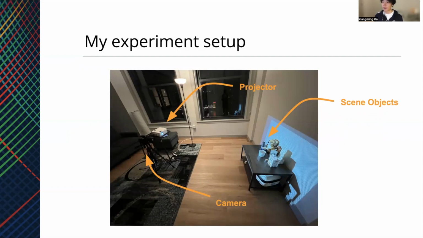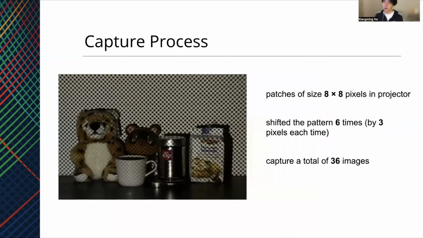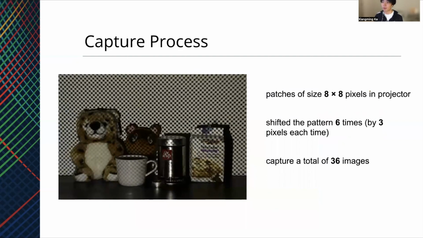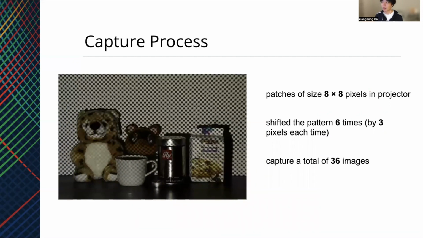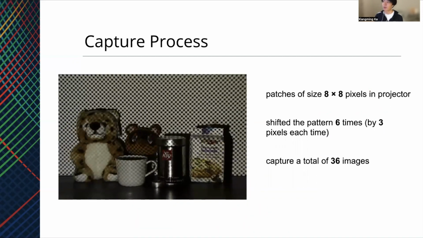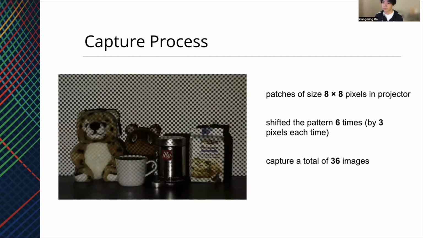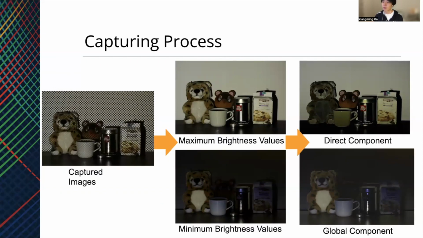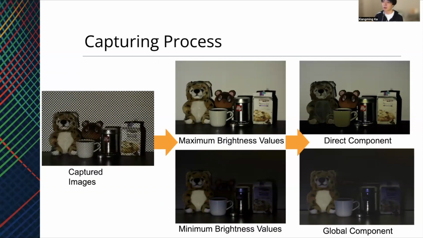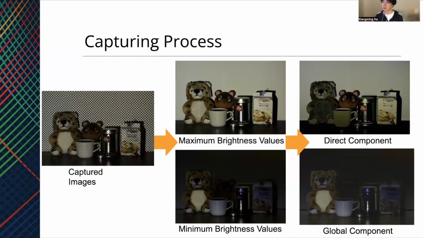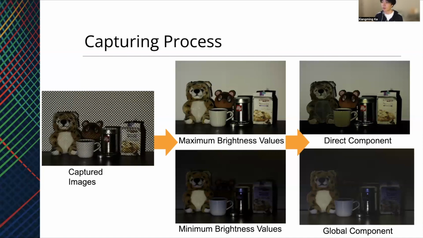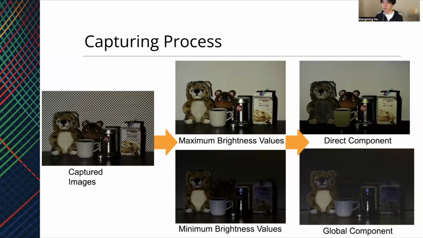Here's my experiment setup. I use the projector to create a high-frequency illumination on the scene, and I use the camera to capture the scene images. I used a checkerboard pattern with squares of 8 by 8 pixels in the projector, and I shifted the pattern 6 times by 3 pixels each time, and captured a total of 36 images. After capturing the images, we compute the maximum and minimum brightness values of each pixel, and with them, we can compute the direct and global components of the scene.